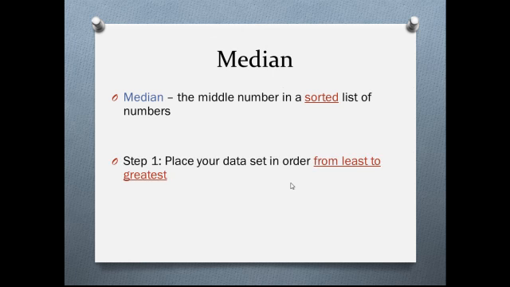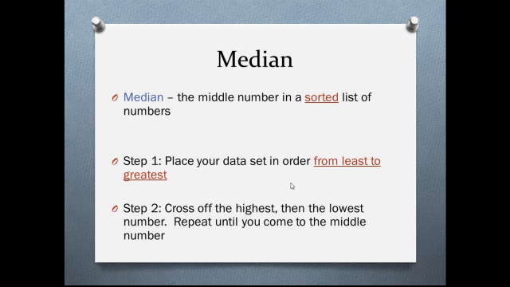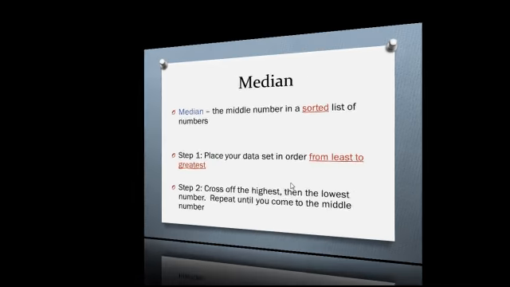Well, the first thing you have to do to find a median in a data set is sort them by placing them in order from least to greatest. Then, by putting them least to greatest, you're going to start crossing off the highest number in that data set and the lowest number. And you're going to keep on repeating that until you come to your middle number. I'll show you an example here for what I mean.